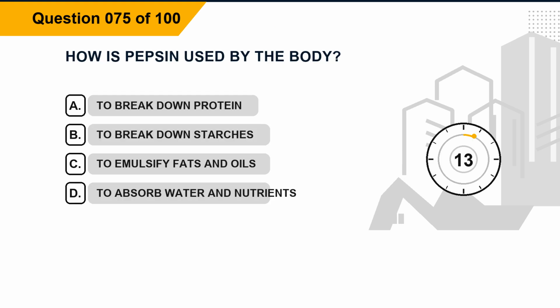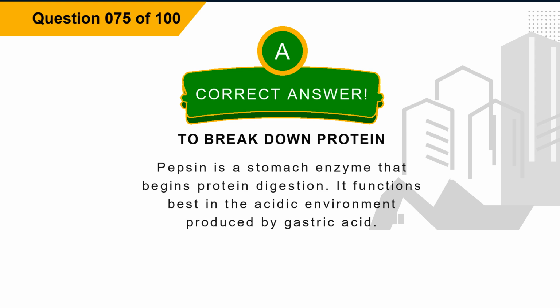Question 75. How is pepsin used by the body? Option A, to break down protein. Option B, to break down starches. Option C, to emulsify fats and oils. Option D, to absorb water and nutrients. The correct answer is option A, to break down protein. Explanation: pepsin is a stomach enzyme that begins protein digestion. It functions best in the acidic environment produced by gastric acid.